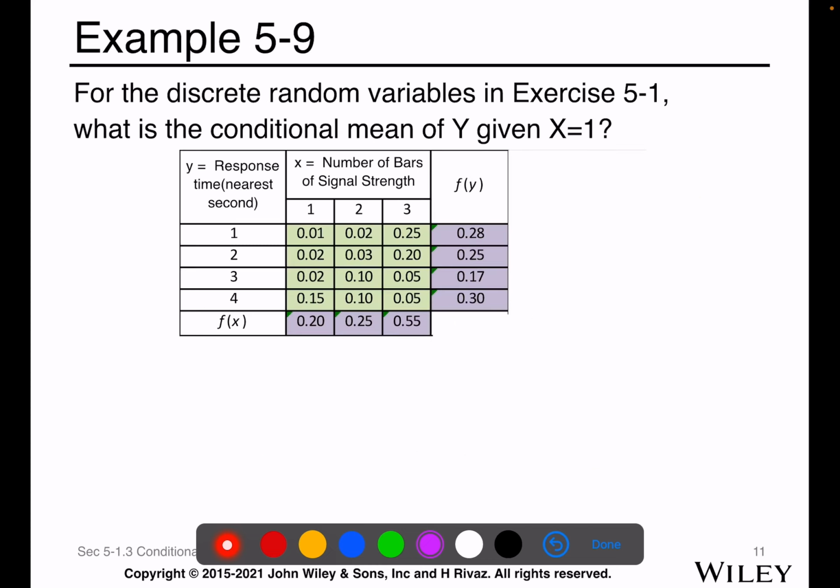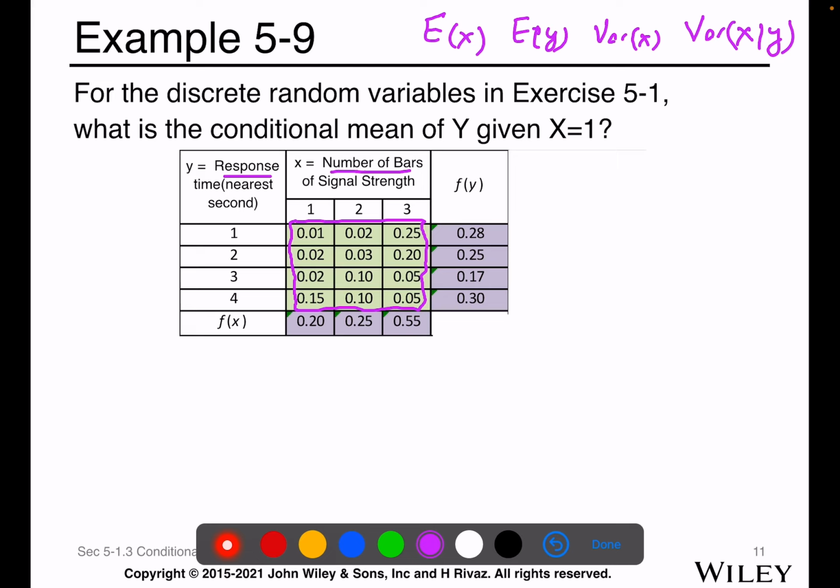So hopefully it will look more clear with an example. Again, here we have the example of the number of bars and the loading time, or the response time. As I said before, these 12 numbers give us everything. We can calculate E of x, E of y, variance of x, variance of x given y. We can calculate anything from these 12 numbers.